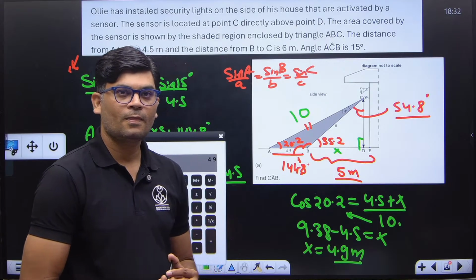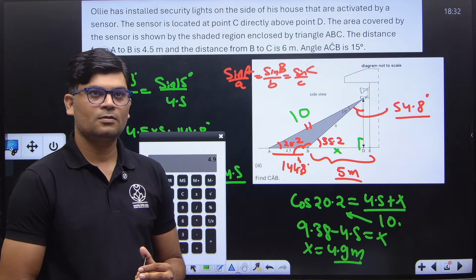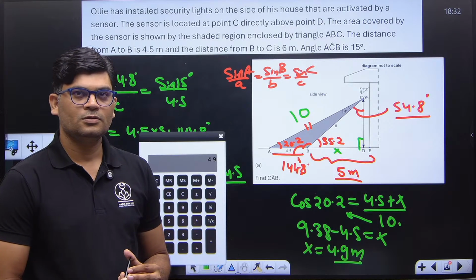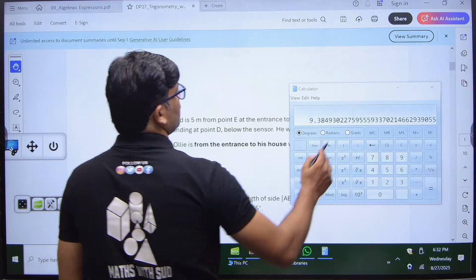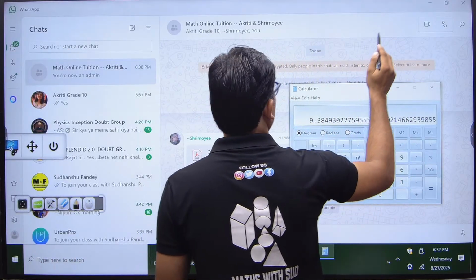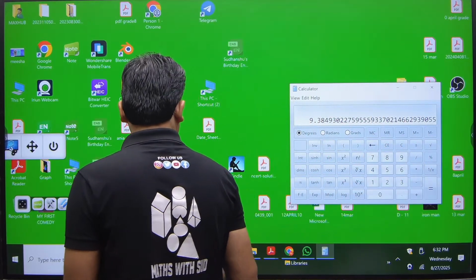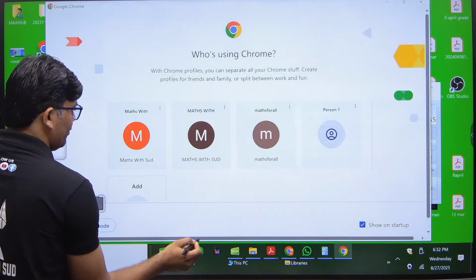Shrimoy, did ma'am get the answer for this question? She also got confused, no? Yeah, even our teacher was a bit confused. The students had confused her. If you want to check the answer, I have a method as well.